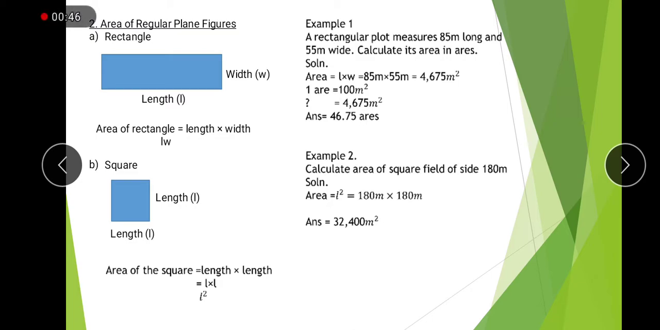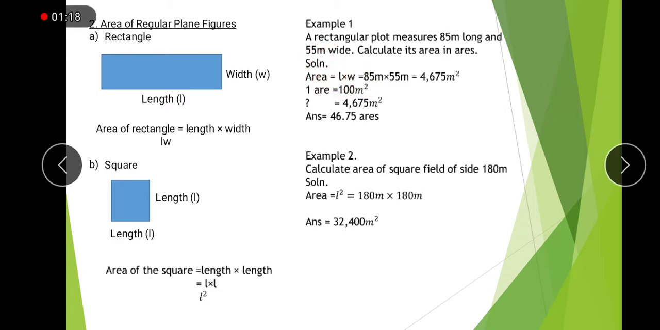Now today I want us to look at area of regular plane figures. Let's start with a rectangle. As you know, area of a rectangle is given by length times width. Example: a rectangular plot measures 85 meter long and 55 meter wide. Calculate its area.